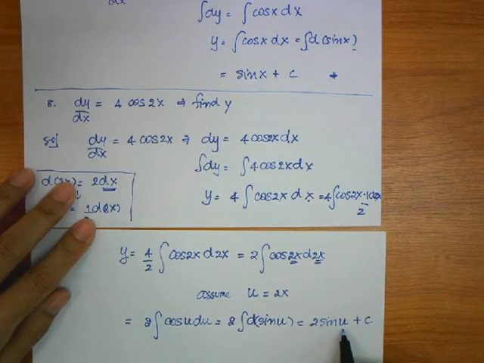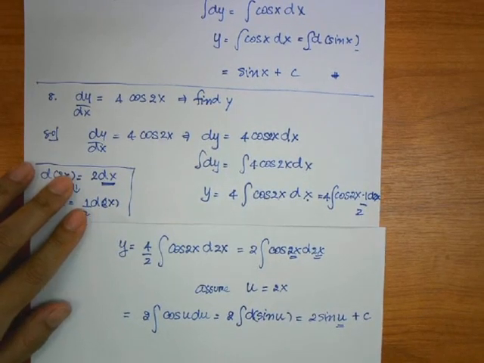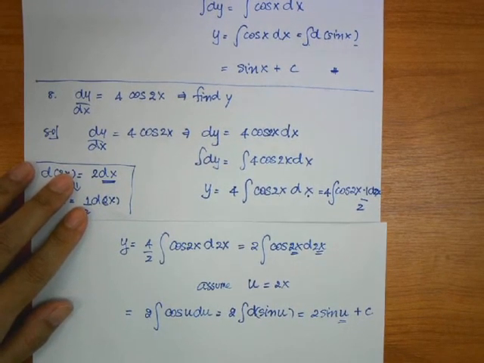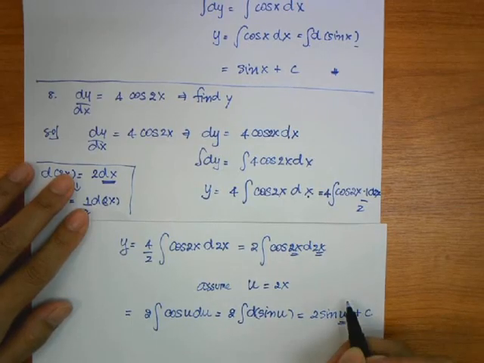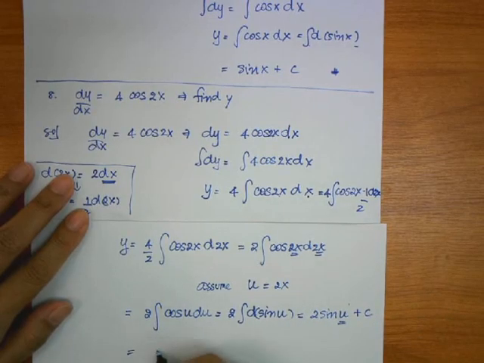Can we just answer like this? No, because the problem statement didn't give you the letter u. But what the problem statement gives you for the independent variable is x. So you got to put u back into x, so you would get 2 sine 2x plus c.